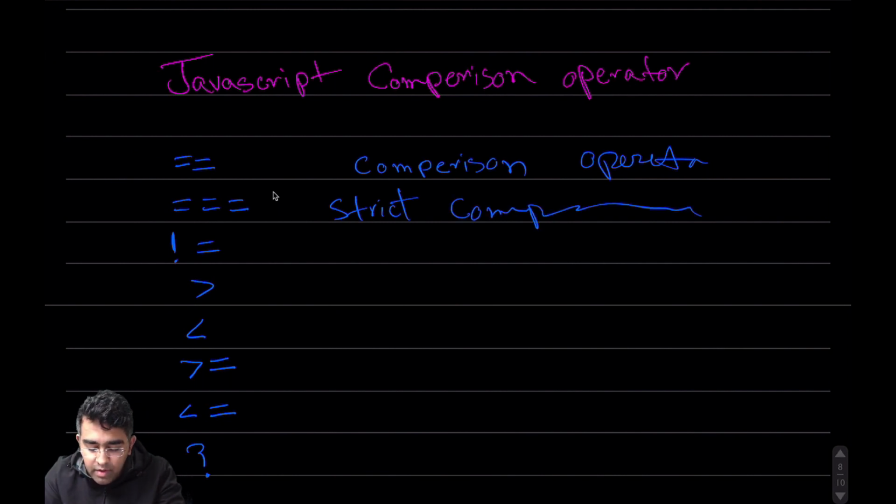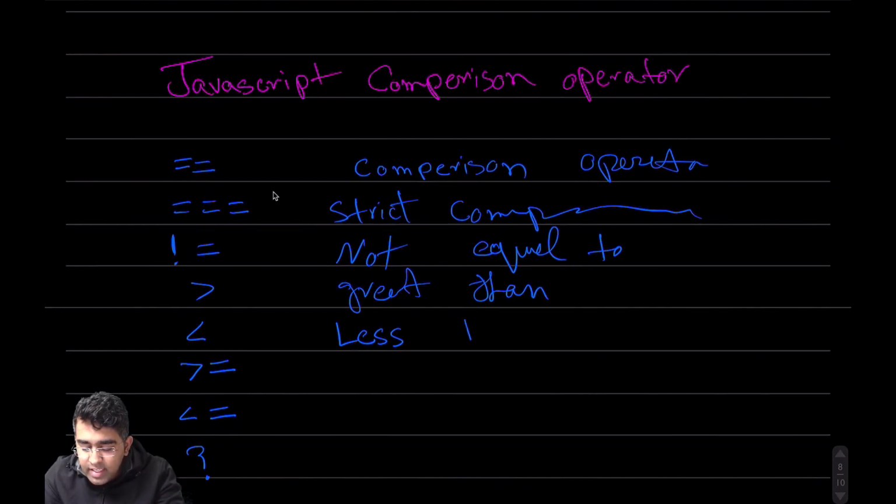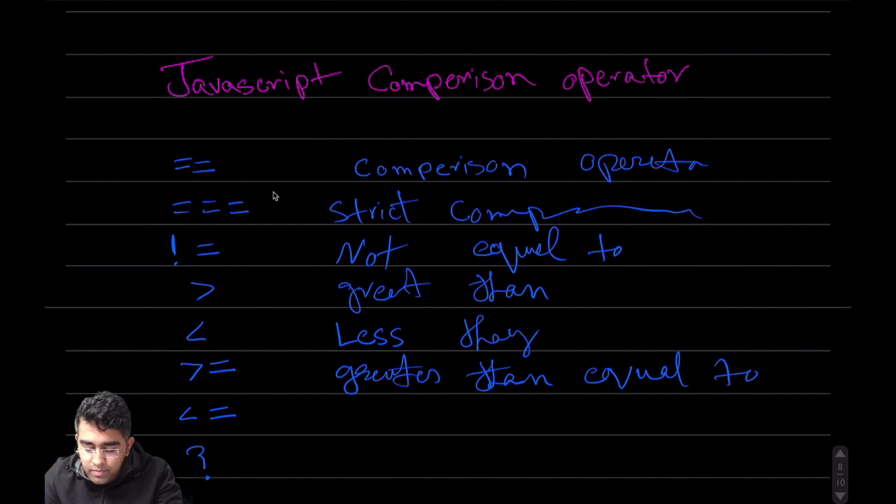So comparison, I'll just write this. So not equal to, equal to, okay, and then we have greater than, excuse my bad handwriting, but you understand what I'm basically writing. So less than, okay, and then we have less than or equal to, and greater than or equal to. So I don't have to write equal to, I can say greater than equal to, okay, and less than equal to, and I just type this like this. Then this is called ternary operator.